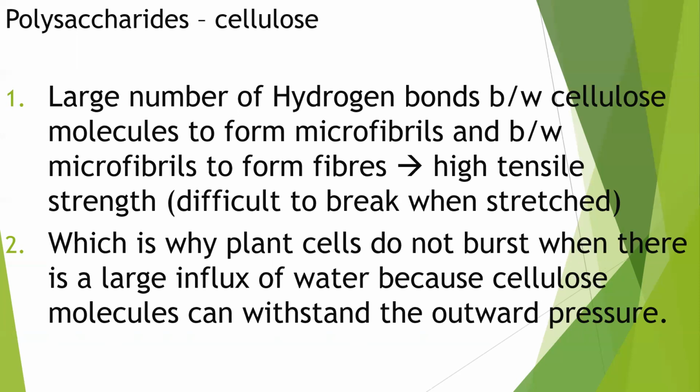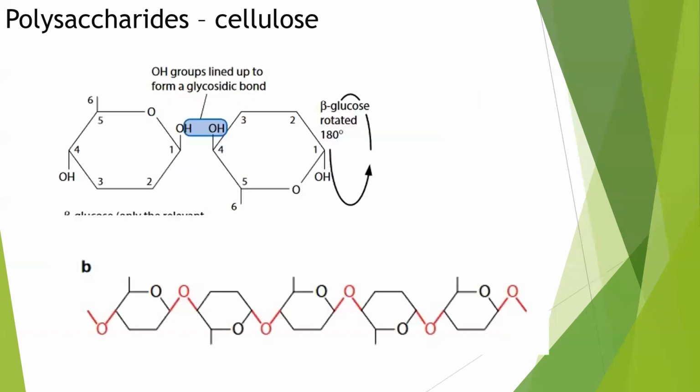So in the last video, we talked about the cell surface membrane and why plant cells won't burst when there's a large influx of water into the cell, because the cellulose cell wall can withstand the outward pressure by water. Okay, so this is the cellulose molecule. You'll have to rotate this structure by 180 degrees to bring this OH bond up so that this glycosidic bond can form. If you notice when you draw multiple repeating units, you'll have this one bond up here, and then now that this bond is here, this will form here.